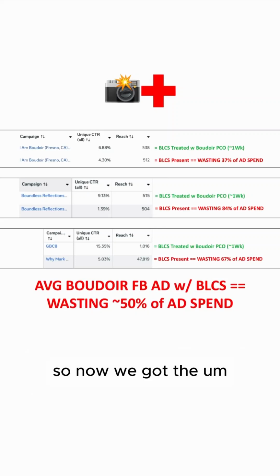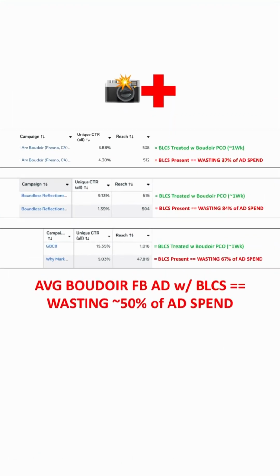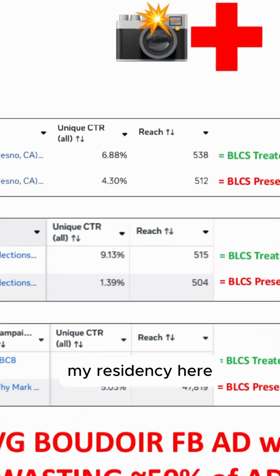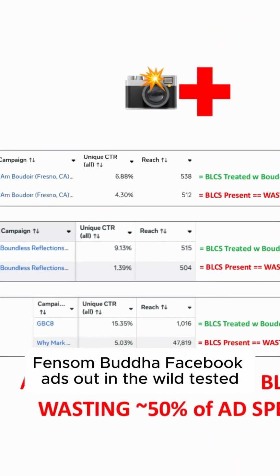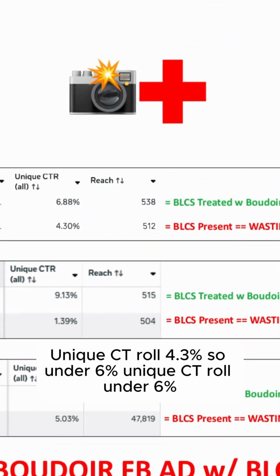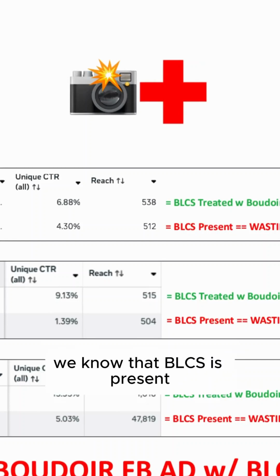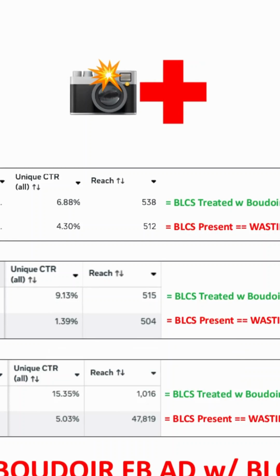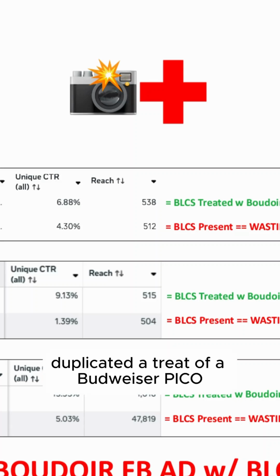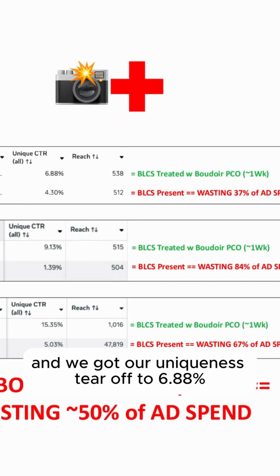So now, my residency here. Found some Boudoir Facebook ads out in the wild. Tested the first one, brought it to the hospital. Unique CTR 4.3%, so under 6%. Unique CTR under 6%, we know that BLCS is present. Now we duplicated it, treated with Boudoir Pico. Took about a week. And we got our unique CTR up to 6.88%.